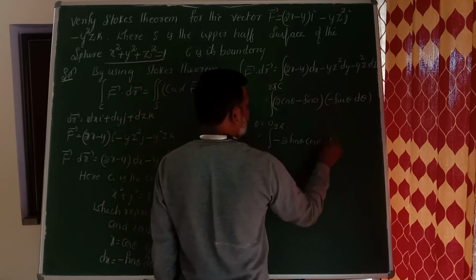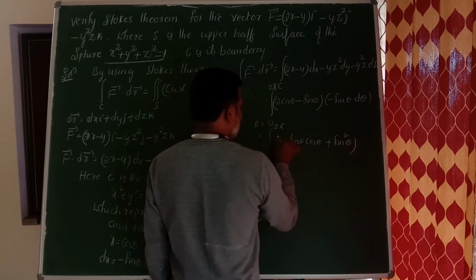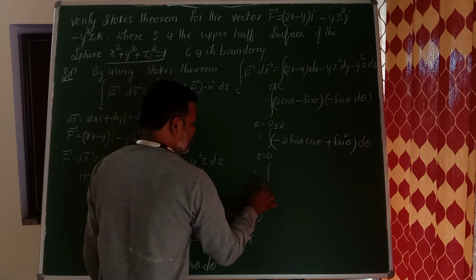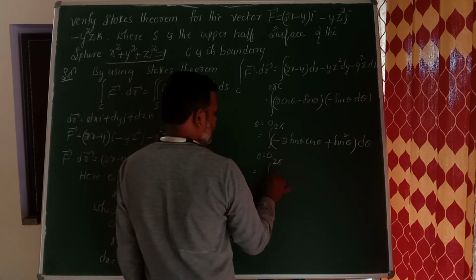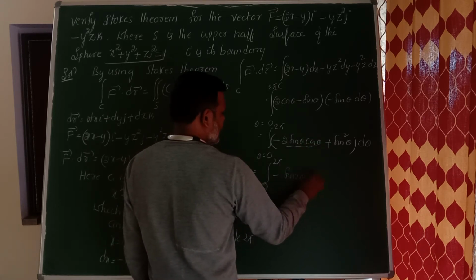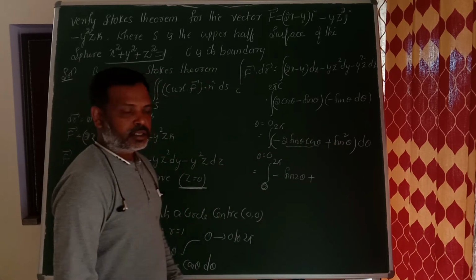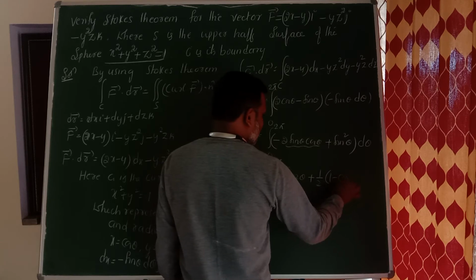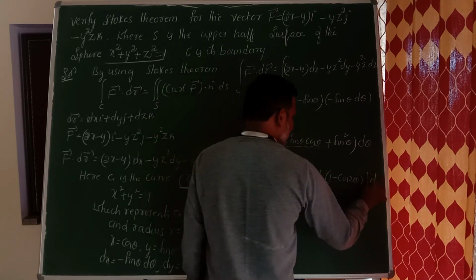Minus into minus is plus. Sin theta into sin theta is sin square theta d theta. So from 0 to 2 pi, minus 2 sin theta cos theta is sin 2 theta, plus sin square theta, which is not directly integrable. So for that we write it as half into 1 minus cos 2 theta, and this entire thing into d theta.